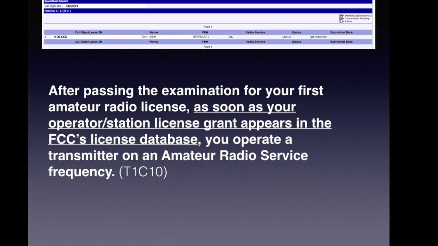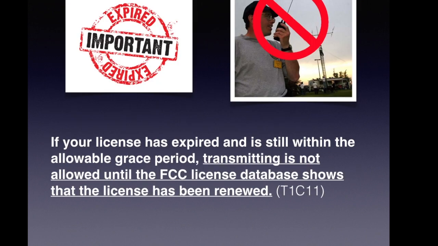And isn't that awesome? And while they're generous with a 2-year grace period, you're not allowed to operate any transmitter while your license is expired. So the question reads, if your license is expired and is still within the allowable grace period, transmitting is not allowed until the FCC license database shows that your license has been renewed. And renewal is free, so other than just being absent-minded, there's no reason not to renew it once you've earned your license.